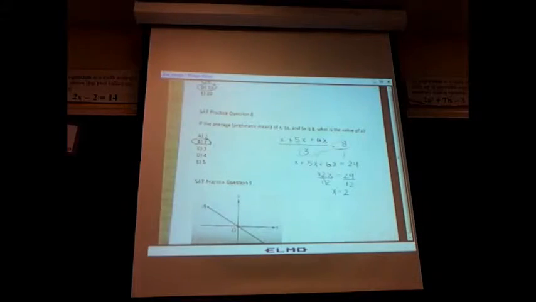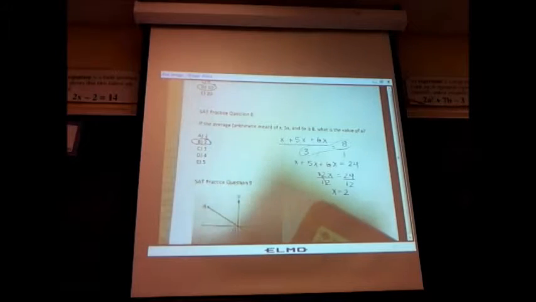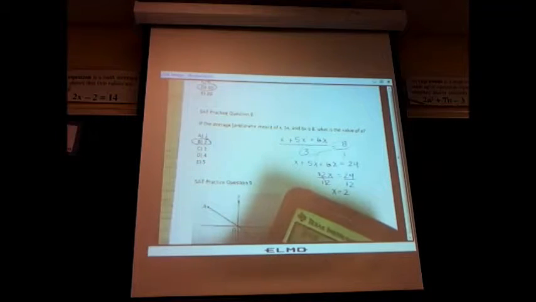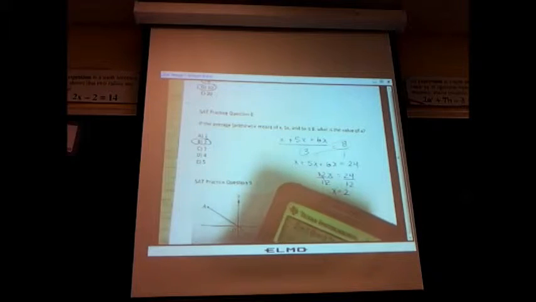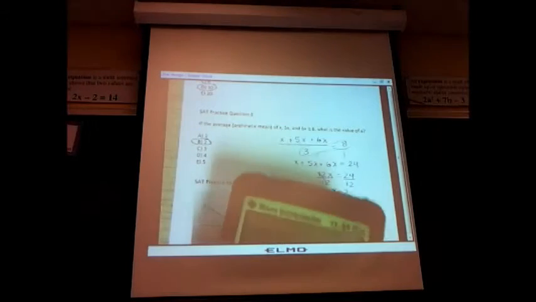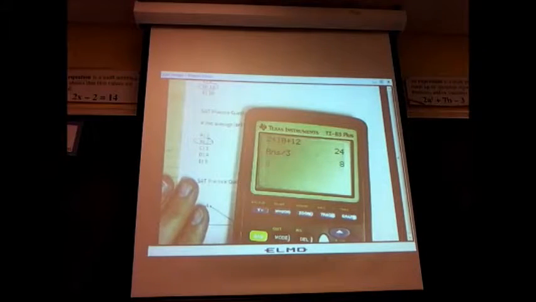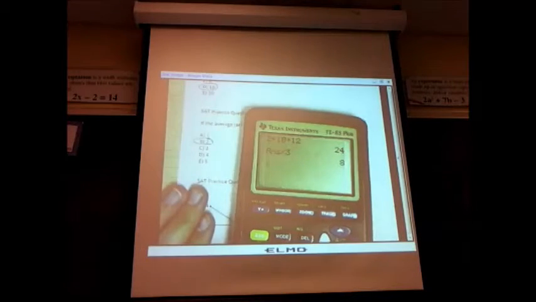If I wasn't quite sure, I can quickly check myself. Is 2 plus 5 times 2, which is 10, plus 6 times 2, which is 12, all divided by 3. Does that give me 8? Yes, it does. So I know that I did it correctly.